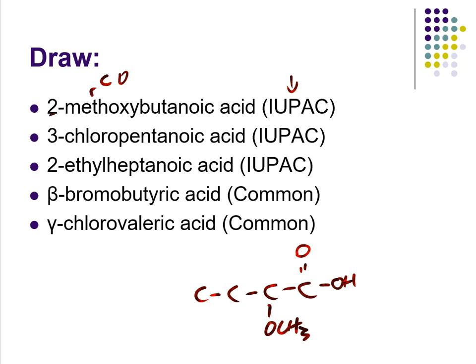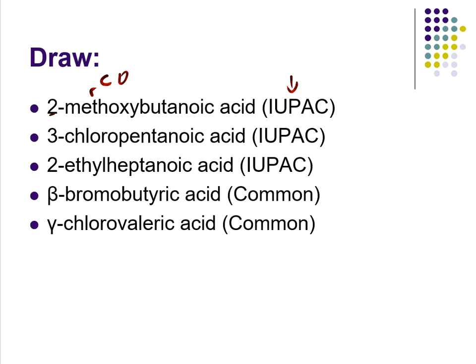Now, ethoxy would be 2 carbons with the O connected at that spot. Propoxy, 3 carbons with the O connected at the spot. All right. Next one. Next up, we'll get rid of all of this down here. I'll just keep it to the same screen.